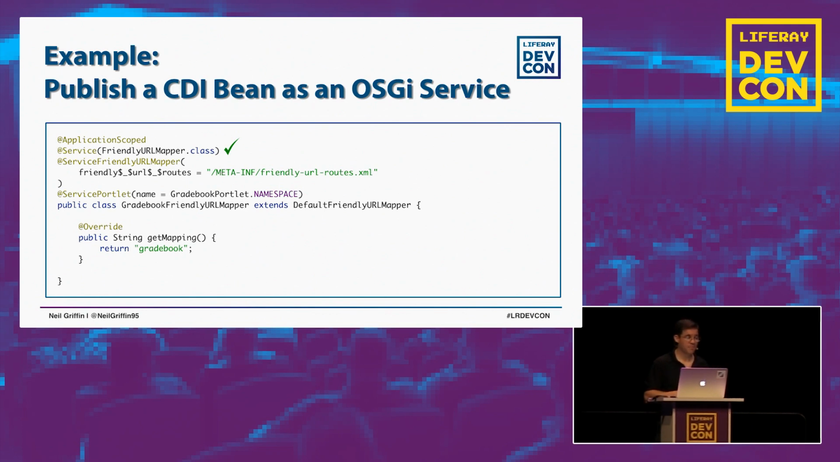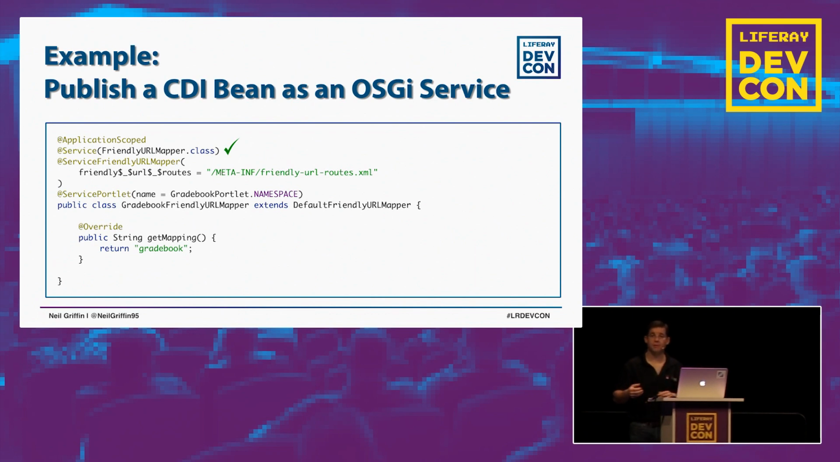This is an example of a friendly URL. So we saw that nice friendly URL that was encoding the view state of the search container. This is the code for that. It's simply an application scope bean. I use the @Service annotation, which will tell the CDI OSGi integration that this is something that's supposed to be published into the OSGi service registry. And then I might have to specify some attributes there, like where is my friendly URL routes file, and what portlet is this associated with, and so on.